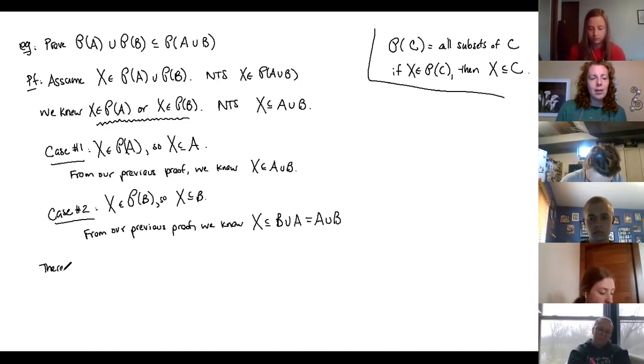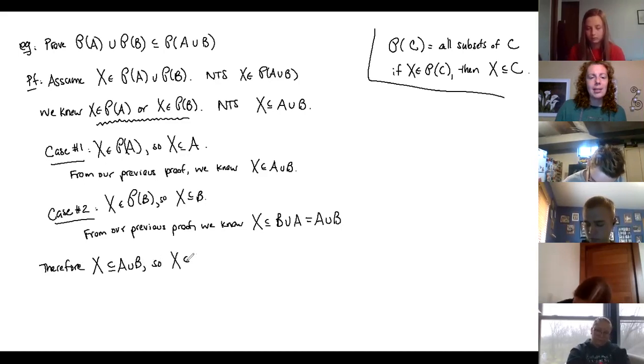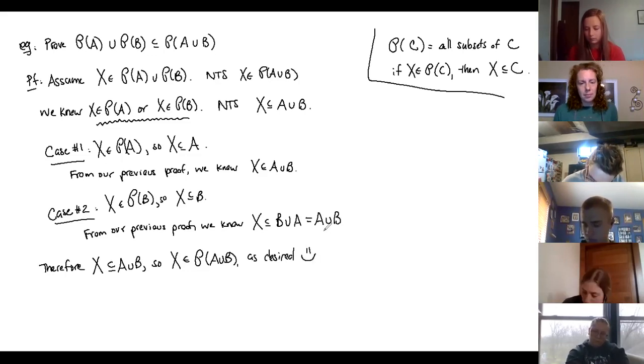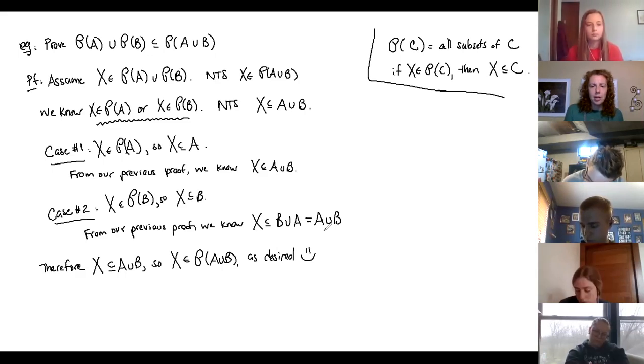So therefore, 2 halves again. X is a subset of A union B. So X lives in the power set of A union B as desired. So X is a subset of A union B, and X lives in the power set of A union B as desired. Be really careful with subset versus lives in when we're dealing with power sets.